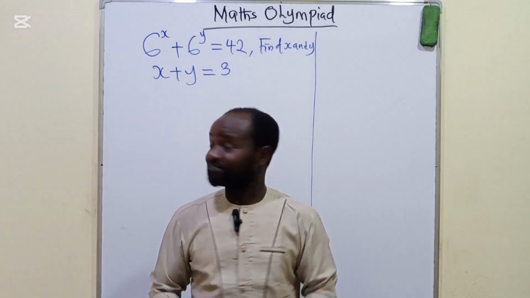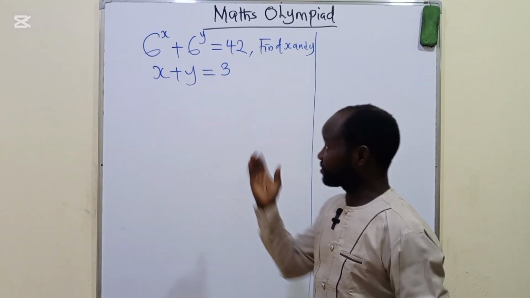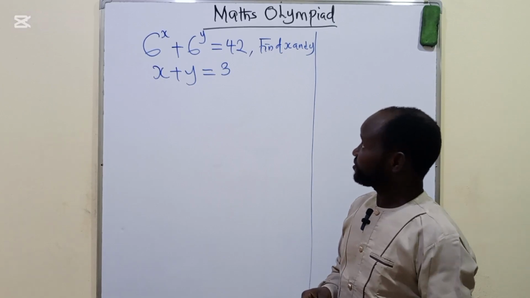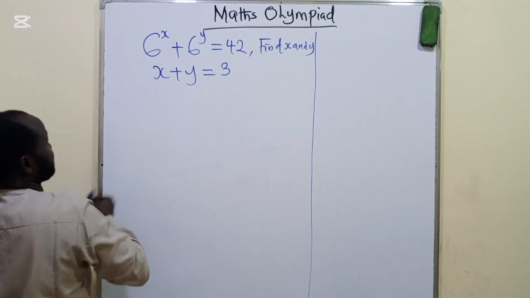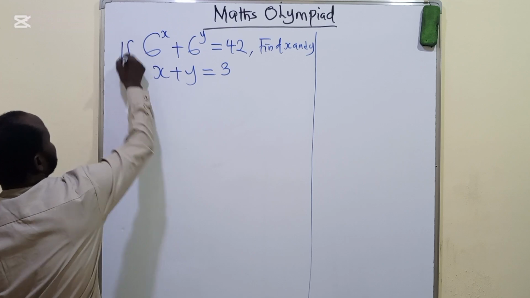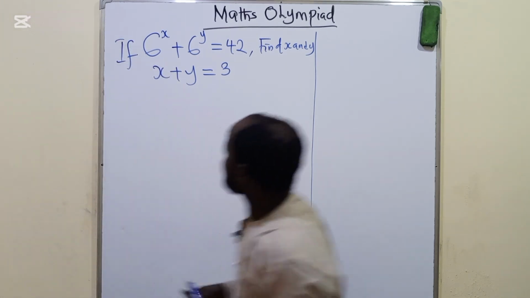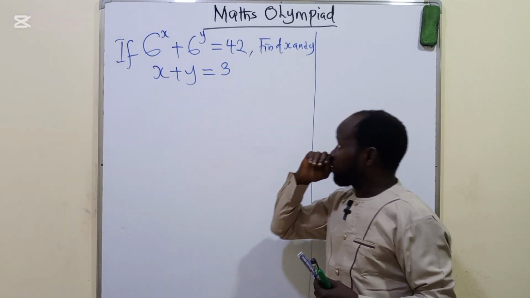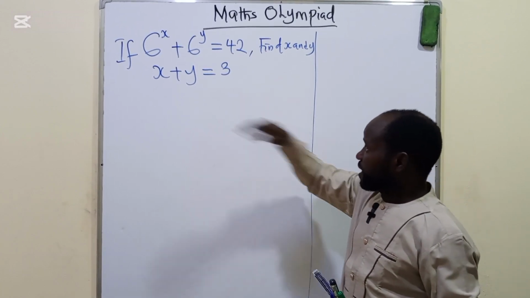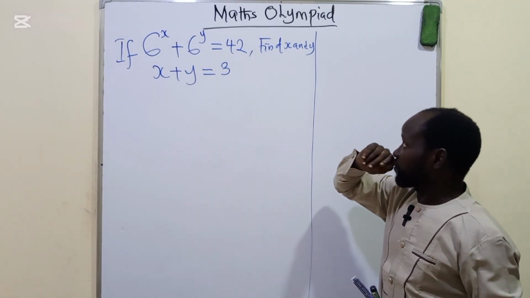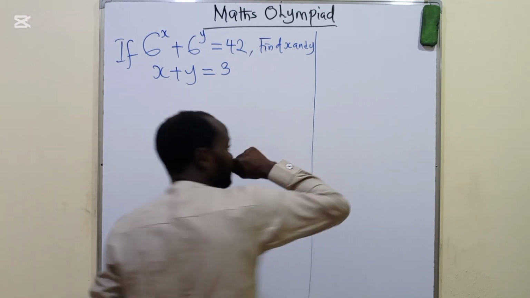Let's look at this Maths Olympiad question before us. The question reads: if 6 power x plus 6 power y is equal to 42, and x plus y is equal to 3. We are asked to find x and y.